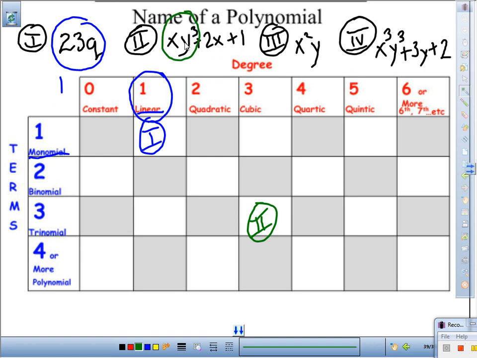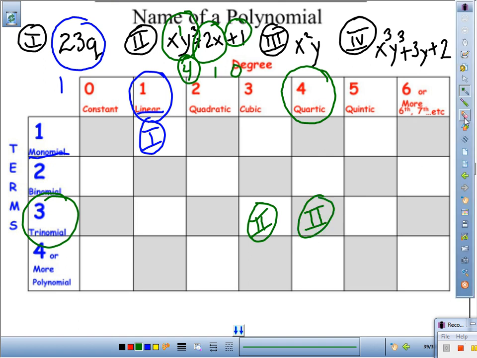What is the degree of this term? What is 3 plus 1? 4. What is the degree of that one? 1. Degree of that one? 0. What's the highest one? 4. We go with the highest degree. That means it's a what? Quartic. How many terms do we have? 1, 2, 3. 3 terms, which is here. So that means this one belongs right there. And what's the name of that polynomial? Quartic trinomial.